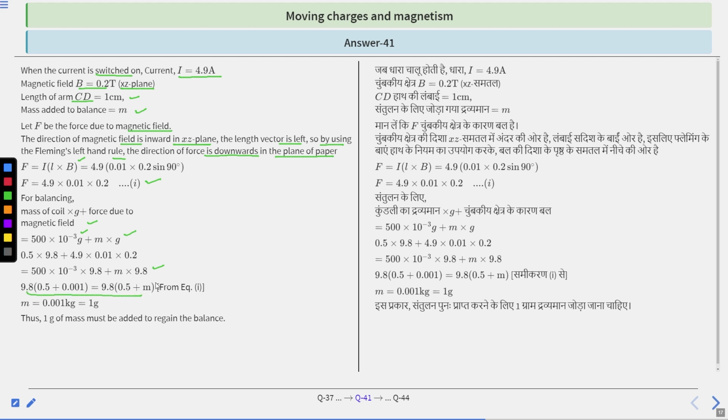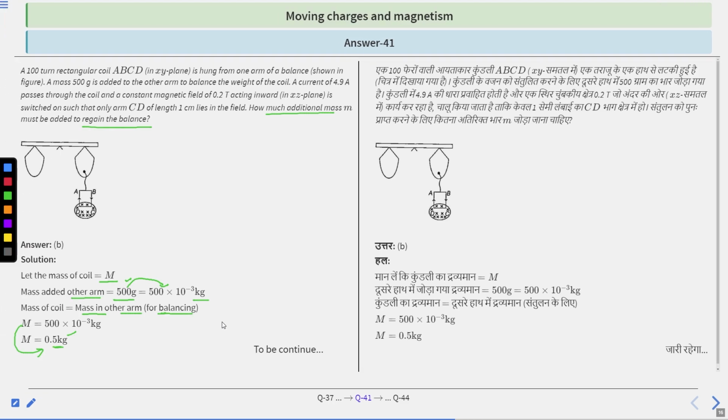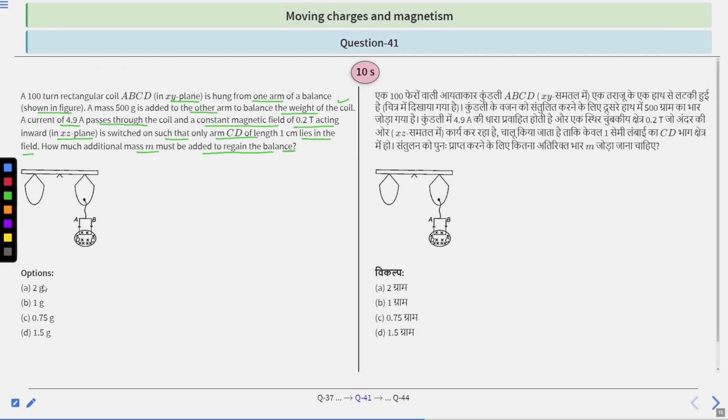So from this expression and equation first, m is equal to 0.01 kg, which is equal to 1 gram. Thus 1 gram of mass must be added to regain the balance. Clear? So 1 gram is the correct answer. So option B is correct. Clear?